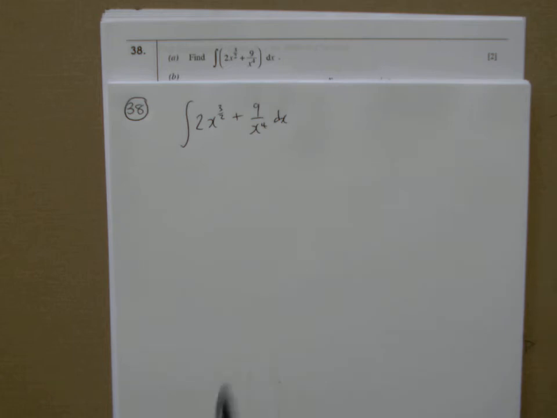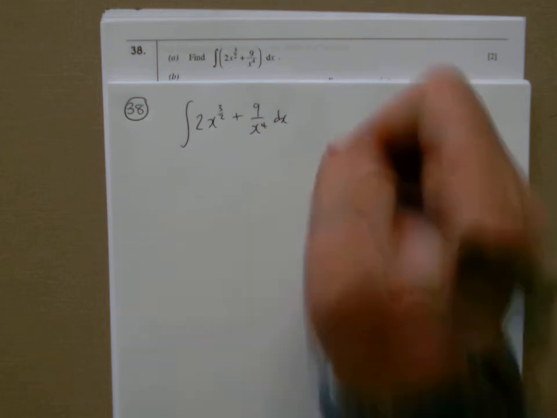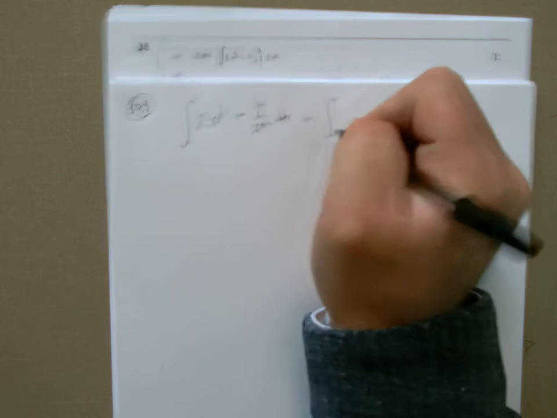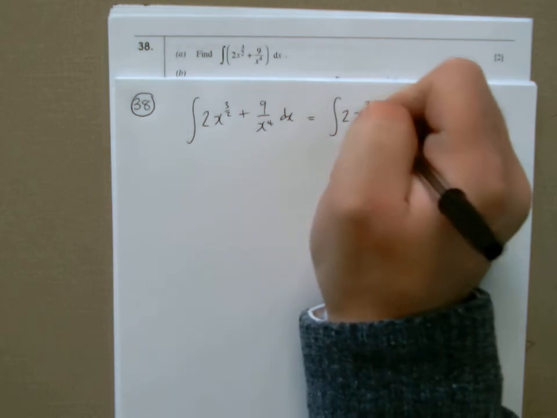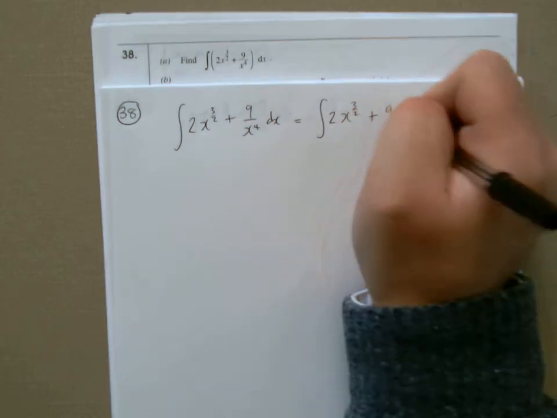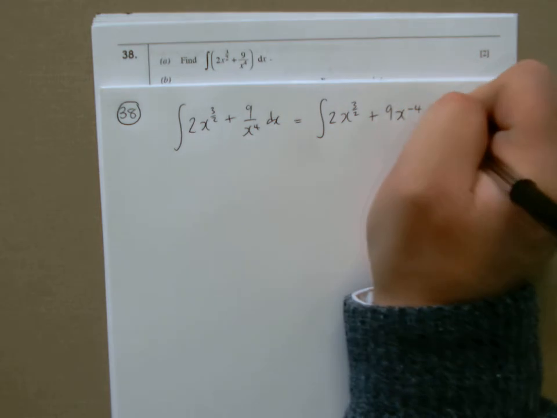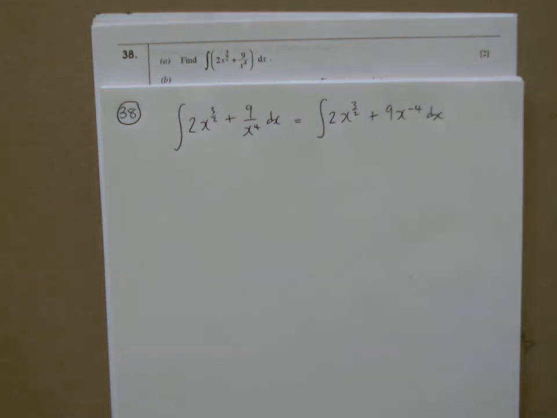Okay, so we're going to integrate this here. All right, so the first thing you do is get all the x terms at the top, yeah? So we'll take that x, the 4, it becomes x to the minus 4 dx, and then we'll integrate.